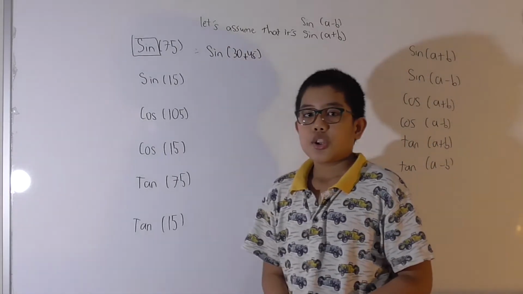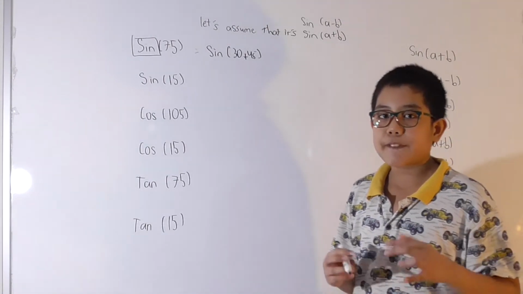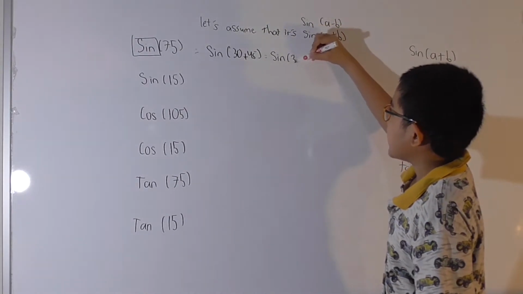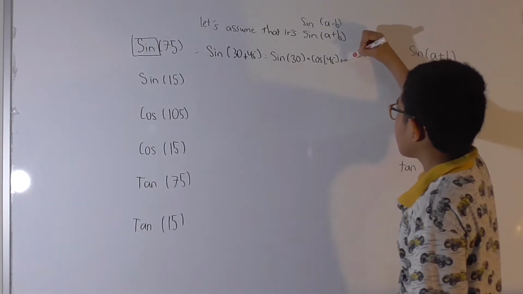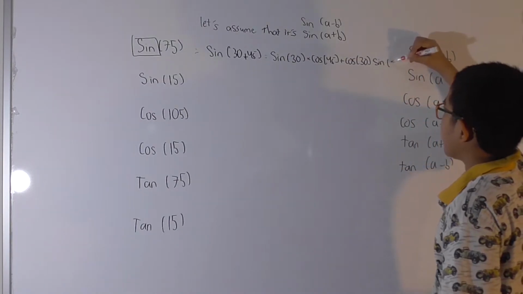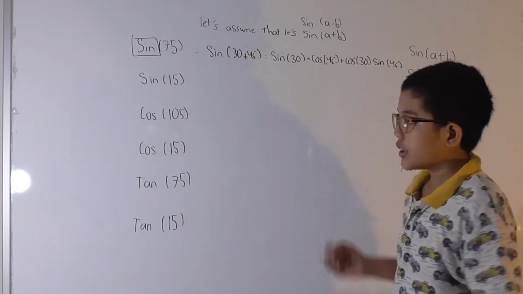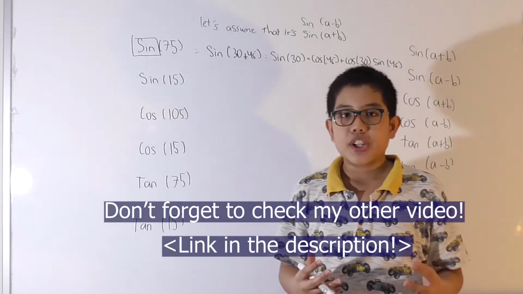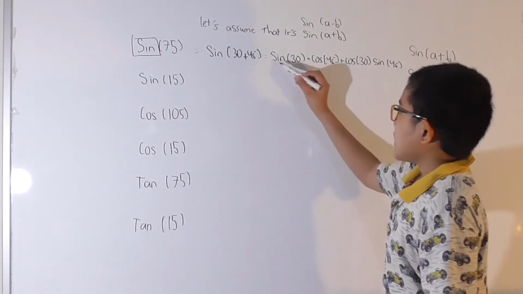So then, using the sum and difference identities for the trig ratios, we can figure out that this is equal to sine of 30 times cosine of 45 plus cosine of 30 times sine of 45. And if you're asking why this equation is used, don't forget to check my previous videos, because in there you'll review the sum and difference identities. So then, what is sine of 30?